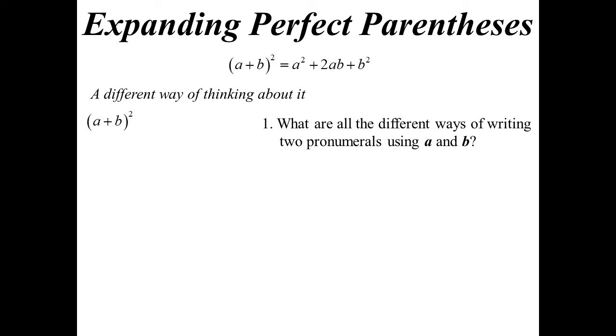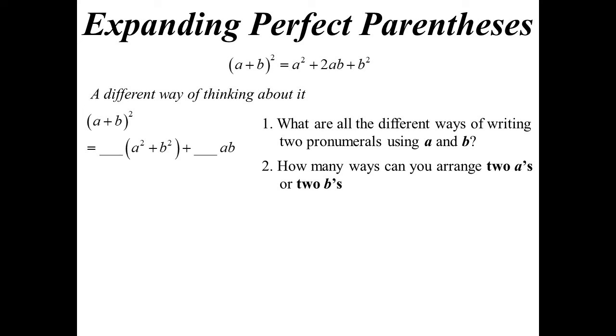It's okay if they're the same. All right, I could get a squared, because I could choose a and a. I could choose b and b squared, and the other option is a and b, ab. Not interested in the order. Well, how many ways can you arrange 2 a's, or for that matter 2 b's? It's going to be the same answer.